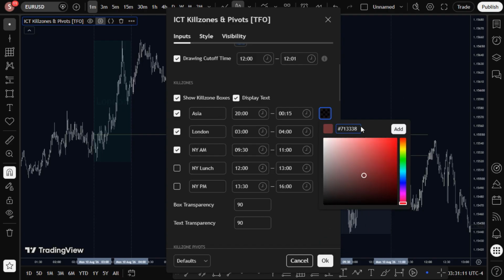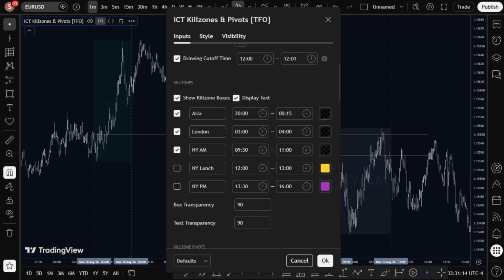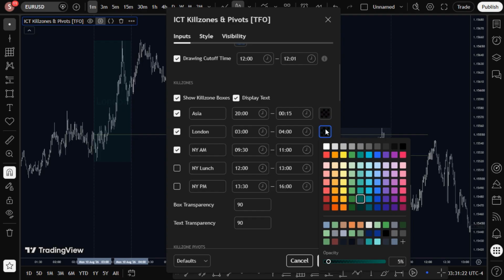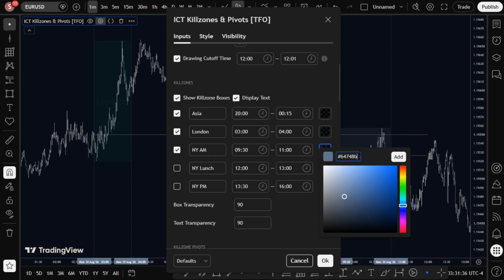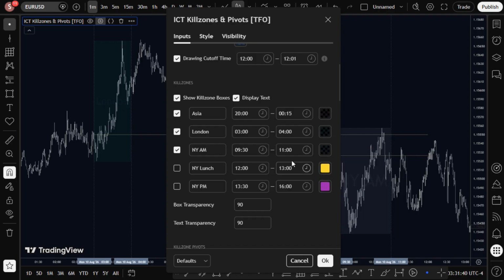You can copy it. My London 3 to 4. Remember, this is the ICT Silver Bullet we are looking at. So my color is this. Opacity is 5%. Then for New York, here's my color. So if you need the color, I set to 5%. Let me show you the color. This is the value, just copy it, set it to 5%.